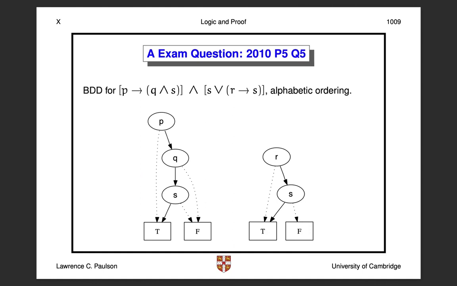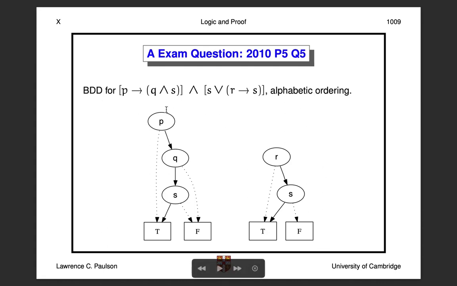Now for something much harder. An exam question from long ago. It asks for the following BDD. Now the wording of the question suggests that we are allowed to cheat a little bit by writing down directly the BDDs for the two operands of this conjunction. So let's see if we can simply write them down using a bit of brain power.